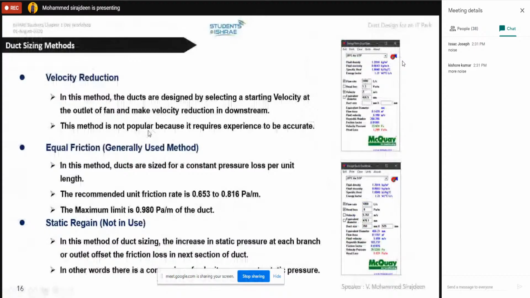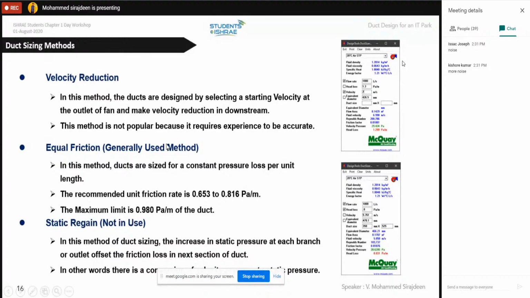Hope everyone is clear with this equal friction method. Forget about velocity reduction and static regain; just for knowledge, know these sizing methods. But generally, we size the duct by only the equal friction method. In this method, ducts are sized for a constant pressure loss per unit length, pascal per meter. That is what is written in the document, and I have conveyed the same.